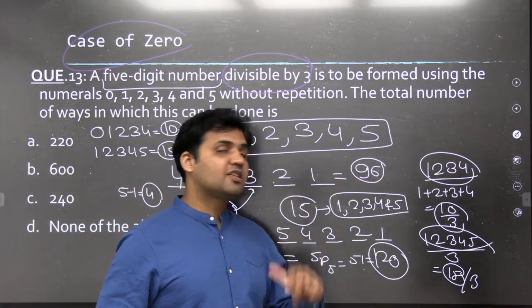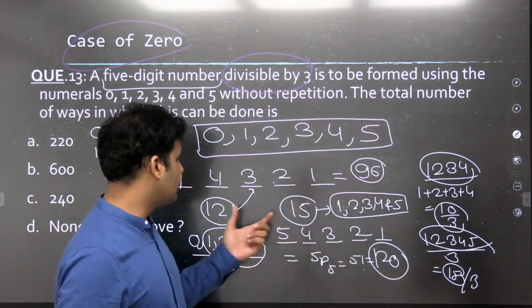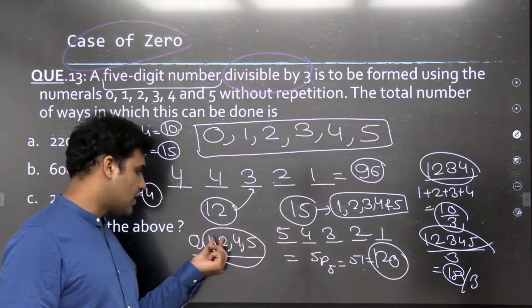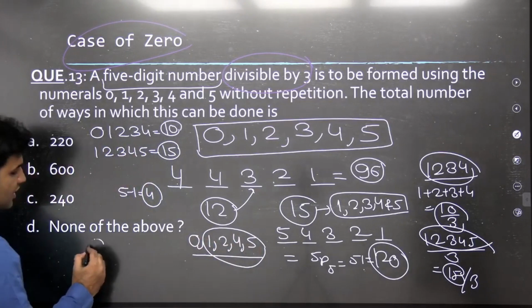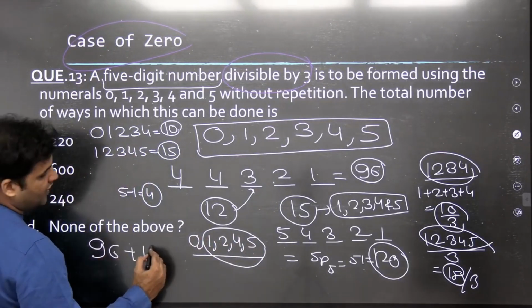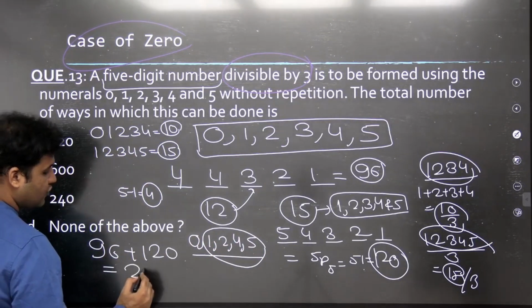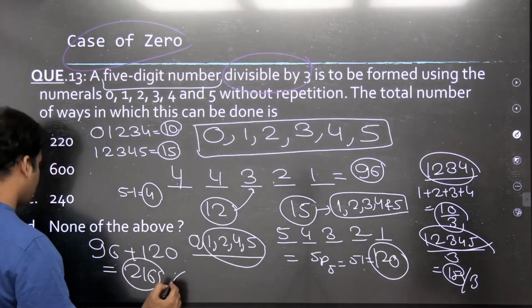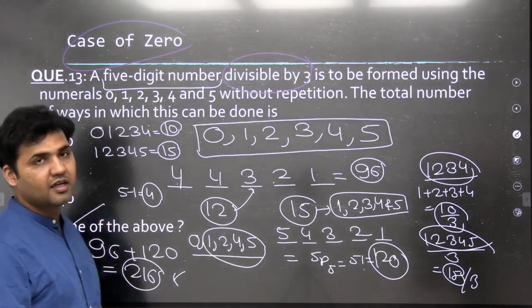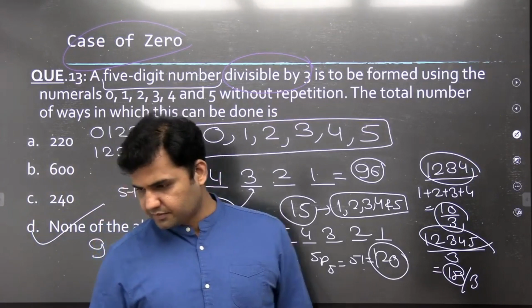And we will have 96 more numbers when the sum of digits will be 12 and the digits used will be 0, 1, 2, 4, 5. So how many total numbers are you able to make? 96 plus 120. The total numbers are 216. This is the answer of the question, which is option D. D is the right answer of this question, guys.